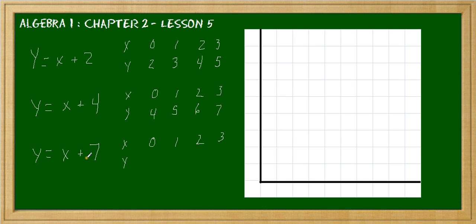Now we have x plus 7, so 0 plus 7 is equal to 7. 1 plus 7 is equal to 8. 2 plus 7 is equal to 9. And 3 plus 7 is equal to 10. Okay, so we now have our table.